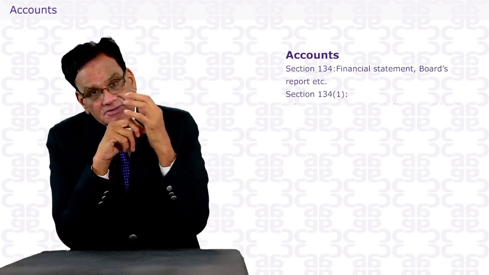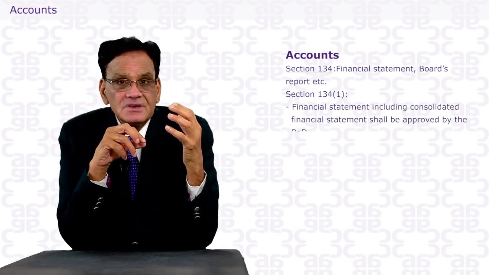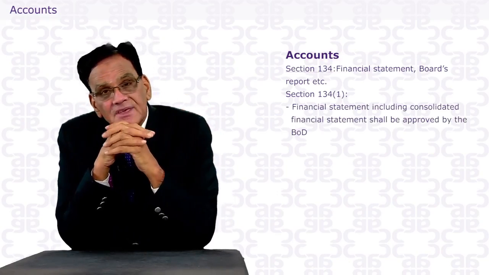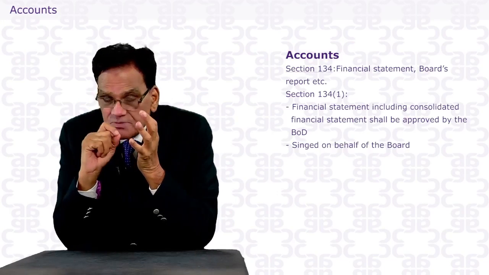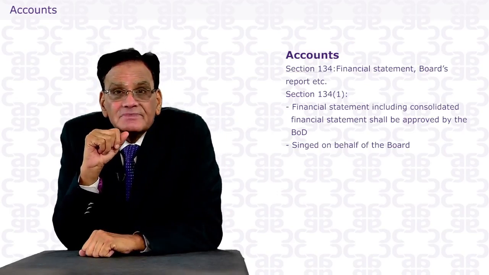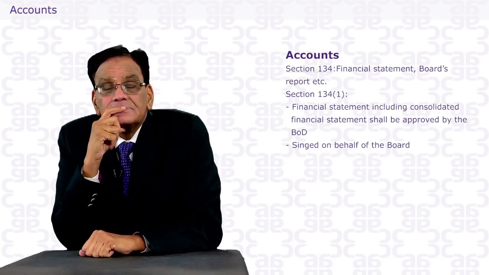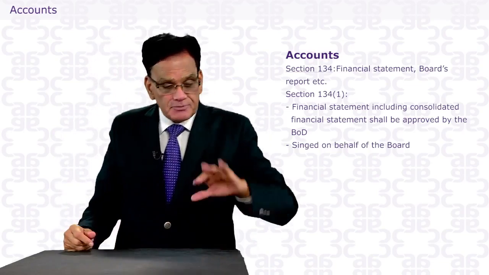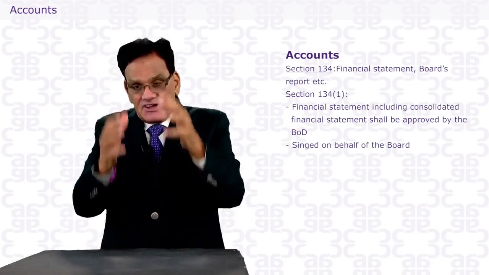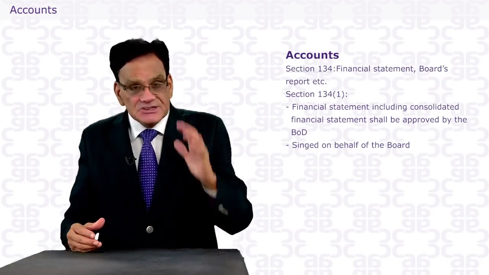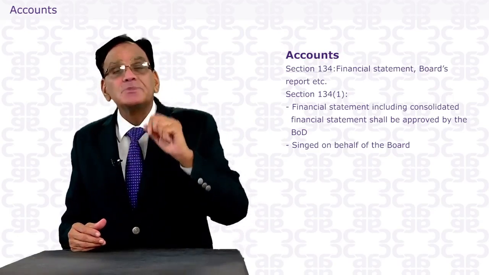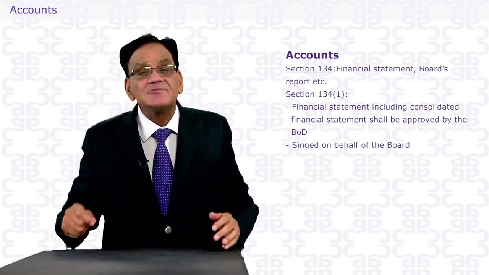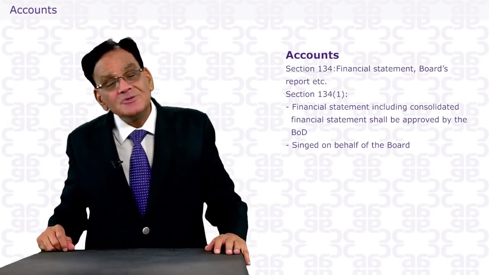Section 134 says that the financial statement will be approved by the board of directors, and after approval, it will be signed. The financial statement will be authenticated. By whom? This is the financial statement that we have prepared. It will be approved by the board of directors, and after approval, it will be signed on behalf of the board. It will be signed by whom?